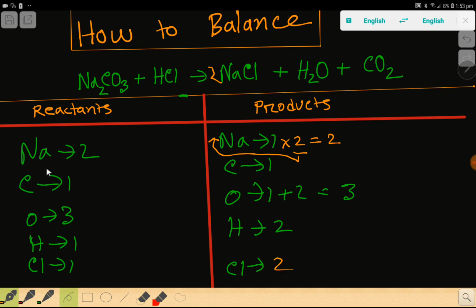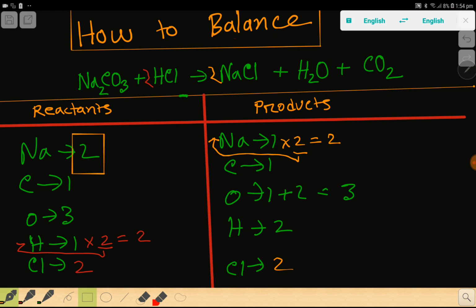Okay, so look, sodium 2 and 2, then carbon 1 and 1, oxygen here 3, but here also 3, so balanced. Here hydrogen 1 versus hydrogen 2. So to balance the hydrogen, what can I do? I can multiply here by 2, that gives me 2 hydrogen. This 2 must come before this hydrogen, that is, this hydrogen has come from here, so we have to place here 2. If I place here 2, the number of hydrogen is 2, and the number of chlorine will be 2. So let me update the number of chlorine, 2.